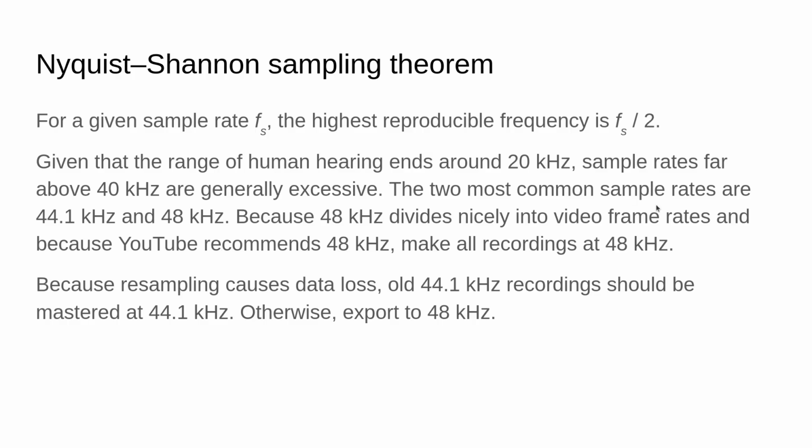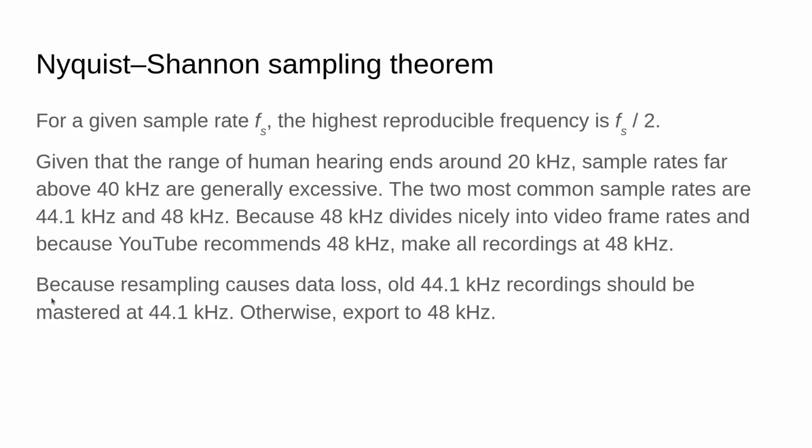The two most common sample rates are 44.1 kilohertz and 48 kilohertz. 44.1 kilohertz is the standard for CDs, but because 48 kilohertz divides nicely into video frame rates and because YouTube recommends it, make all recordings at 48 kilohertz. That's our kind of standard sample rate.